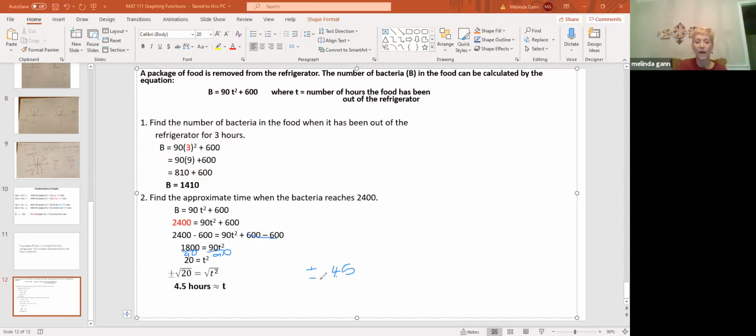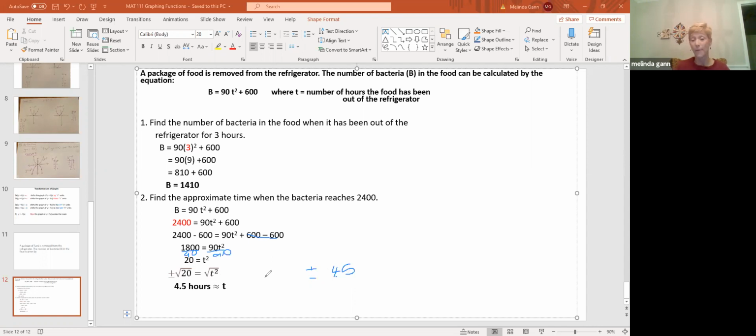Why did I throw that negative away? There are 2 math answers, but only one makes sense in this context. I can't have a negative time. So that's why I threw that away. And then remember, if you round, you want to warn somebody that it's approximately that. Not exactly that time, but approximately 4.5 hours.